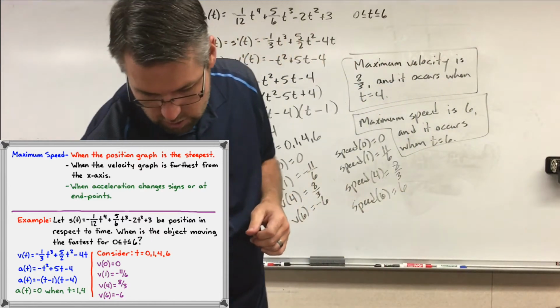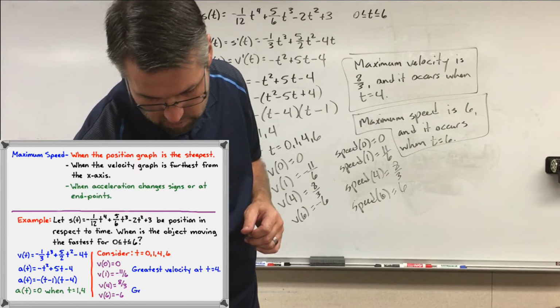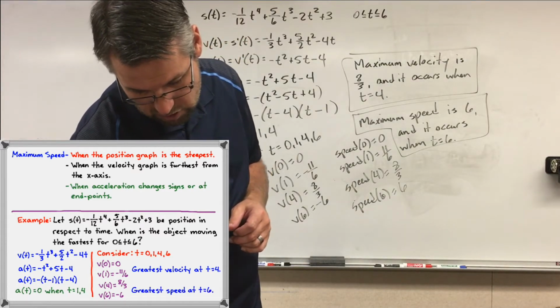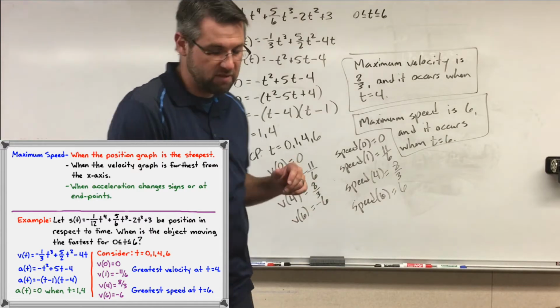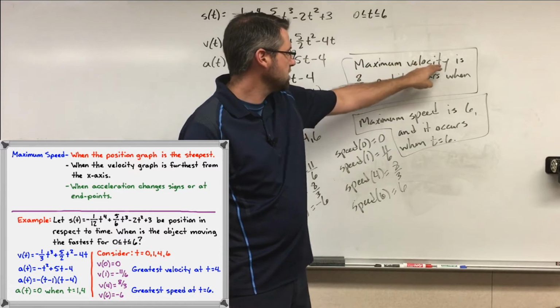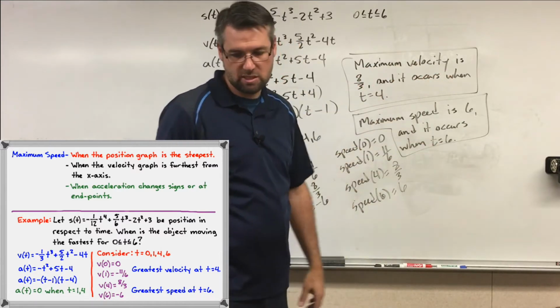All right, so let's go ahead and do another practice problem here. Make sure we're good here. The question just was, when is the object moving the fastest? So we didn't even need to write this down. We could just say maximum velocity occurs when t equals 4, maximum speed occurs when t equals 6.